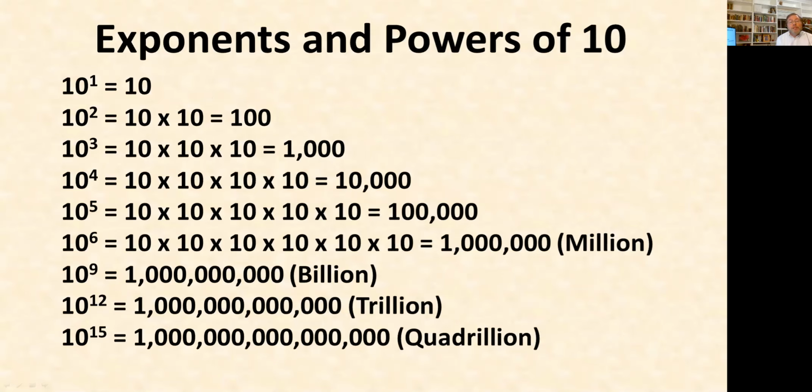On your screen, you see some common powers of 10. 10 to the first is 10. 10 to the fourth is 10,000. 10 to the sixth is a million. 10 to the ninth is a billion. 10 to the 12th, a trillion. And 10 to the 15th is a quadrillion, really a bigger number than any of us can almost comprehend. Even our government hasn't found a way to spend $250 billion, at least not yet.